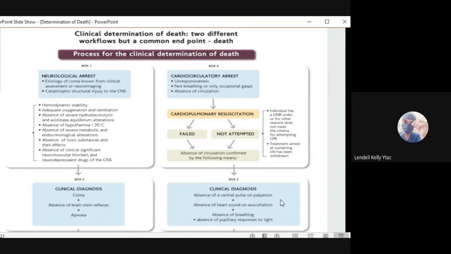So if you auscultate now, you could normally hear the sound, the S1 and the S2, the lub-dub, lub-dub, lub-dub, no? Iba yung lub-lub, kasi iba yon, no? Dapat lub-dub. Tsaka wala dapat S3. Absence of breathing, absence of pupillary response to light.